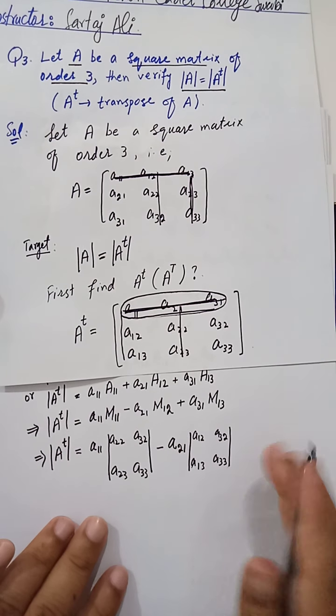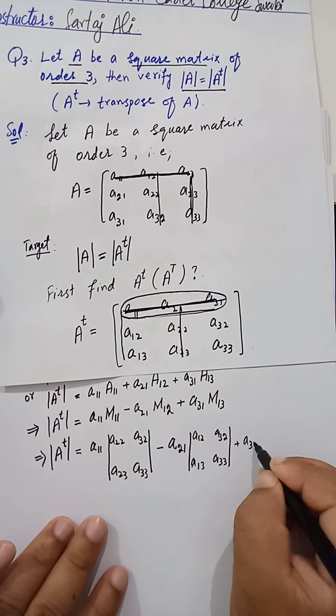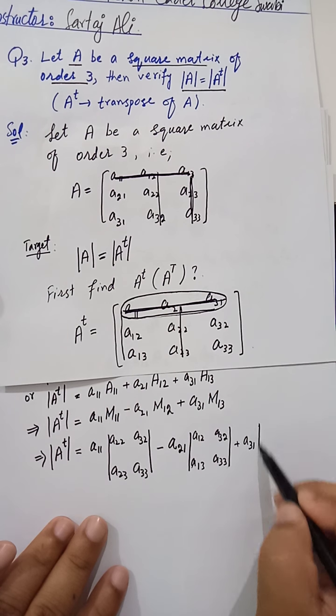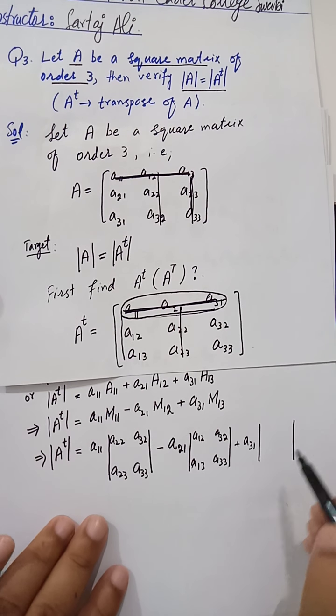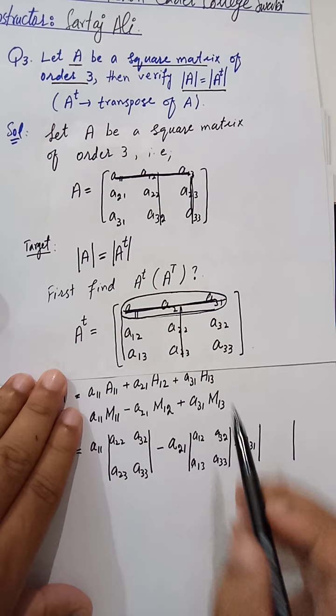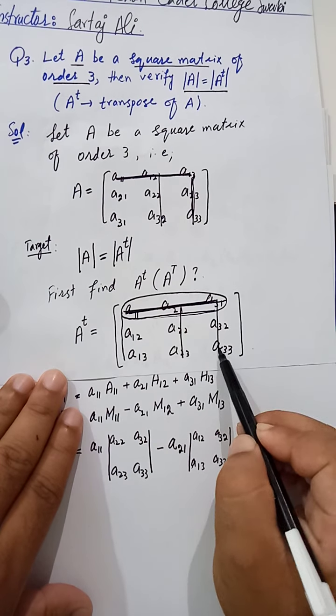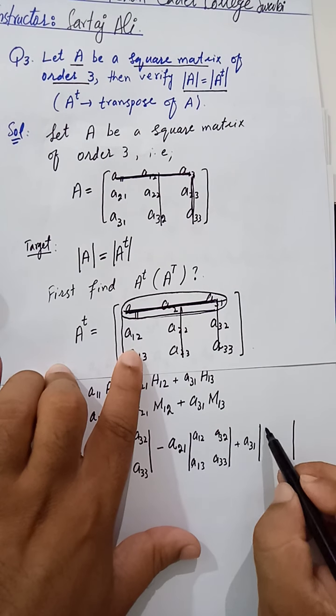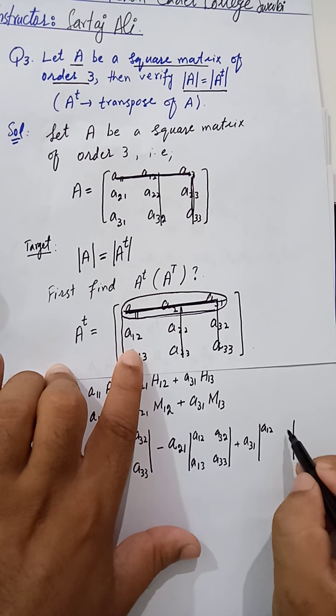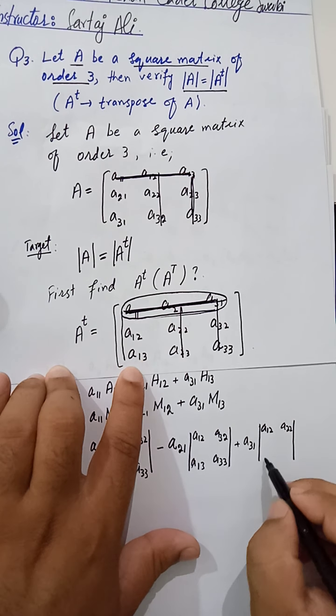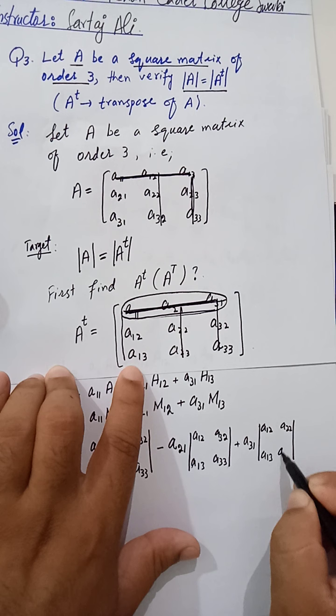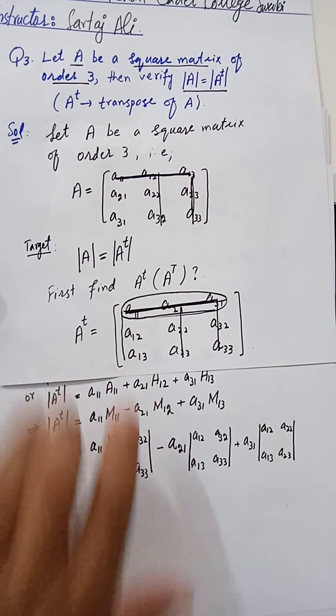And similarly, when you are finding M13, you need to take the determinant of the matrix when the first row and third column are cancelled. So the rest of the matrix will be A12, A22, A13, A23.